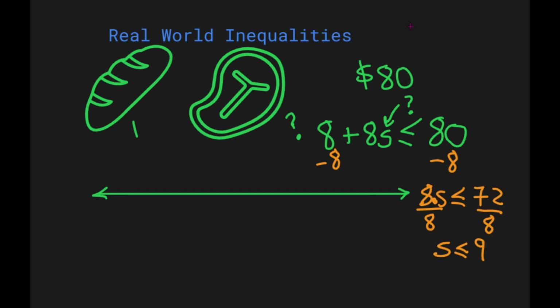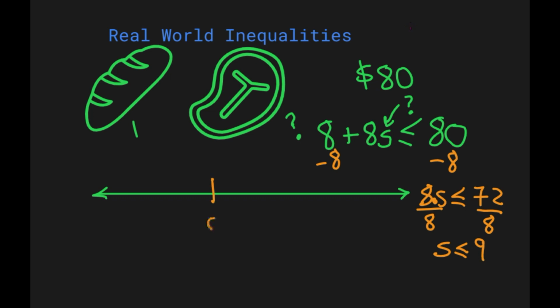9. If you live in a place that doesn't have sales tax, we pay a little percentage on everything that we buy that's not grocery items. Pretty much just about everything else, we pay a percentage up to almost 10% some places. Okay, s is less than or equal to 9. So I can buy up to 9 steaks.